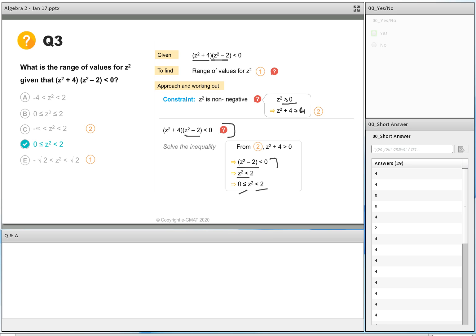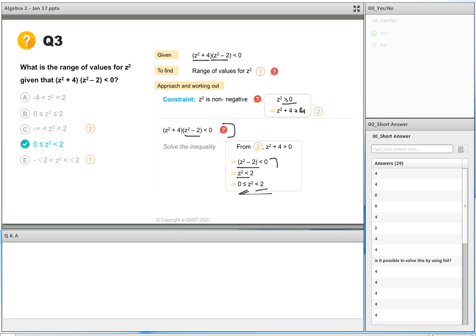But what is the lower limit? The lower limit is 0, again because of the same thing. Why? Because it's a perfect square. It cannot be a negative number. It's always a non-negative number. What is the smallest non-negative number? It's equal to 0. And that is the reason we say that z square lies between 0 included and 2 not included.